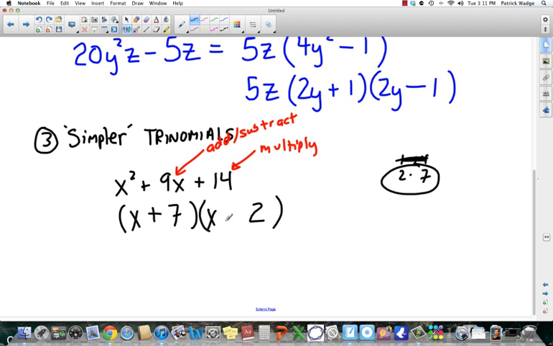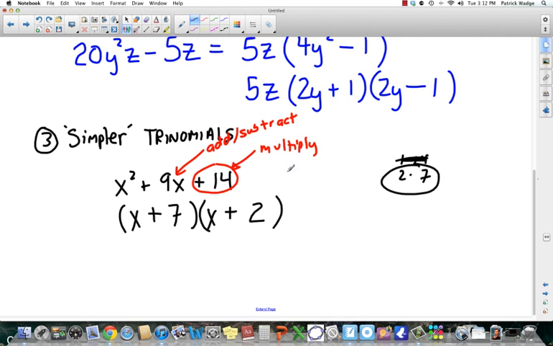Now, to figure out this sign right here, you have to do some thinking. You have to ask yourself, would it be positive 7 times positive 2 to give the positive 14 up here, or would it be positive 7 times negative 2 to get the positive 14? Well, I hope you agree with me. It would have to be positive 7 times positive 2. There you go. There's your answer.